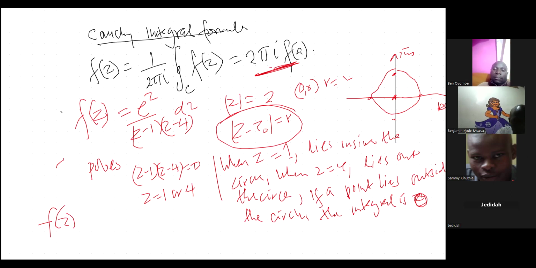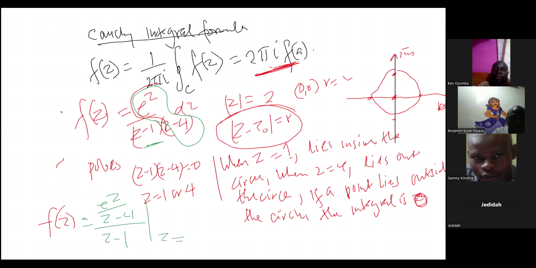Can you see this part here? The part that we are now considering, z equals 1. So this part here we write as the numerator. So you're going to have e^z over z minus 4, then divided by z minus 1, and then z is equal to what? To 1 in that case, and then times whatever you get times 2 pi i, like that.